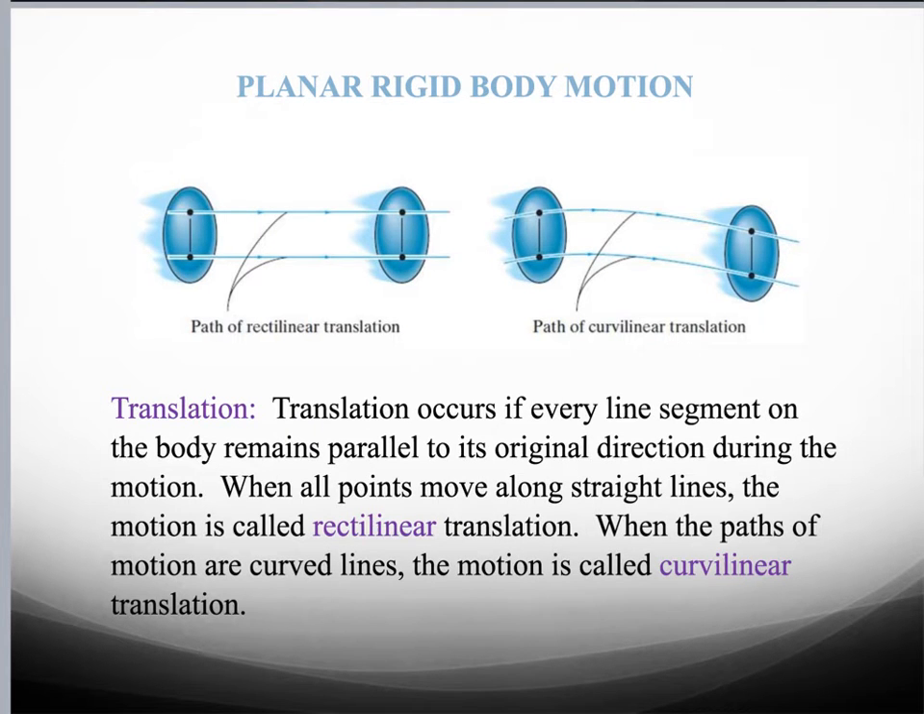We could talk about just translation. Here you see 2 points on the object. They stay parallel to the original direction of motion. So it's like rectilinear motion if they're just moving in one dimension. But we could have a curved path that those 2 points are taking, and that would be curvilinear translation.